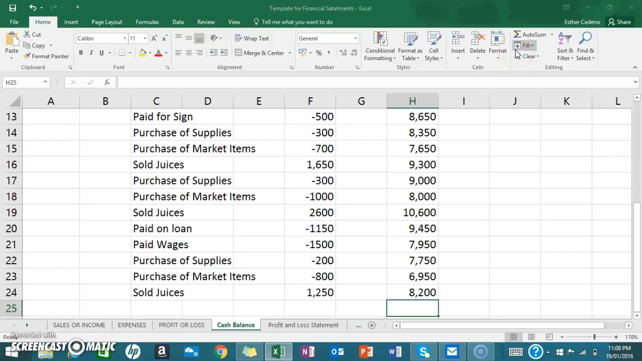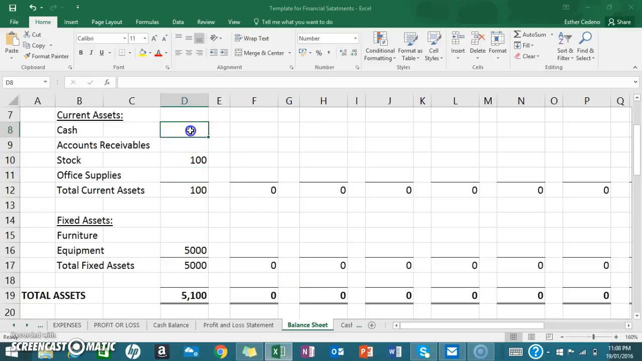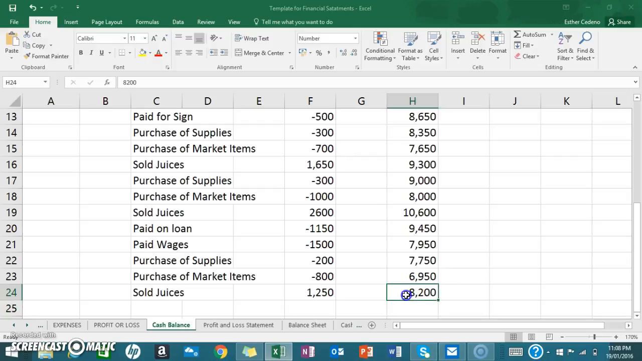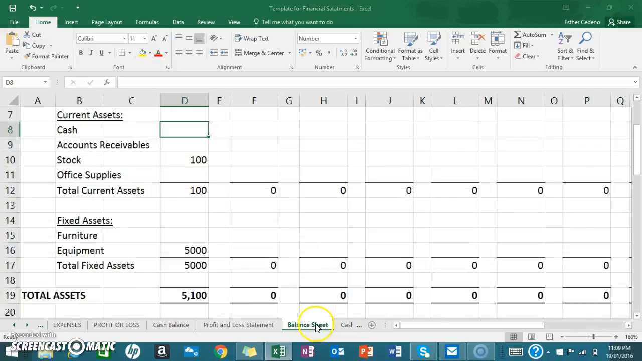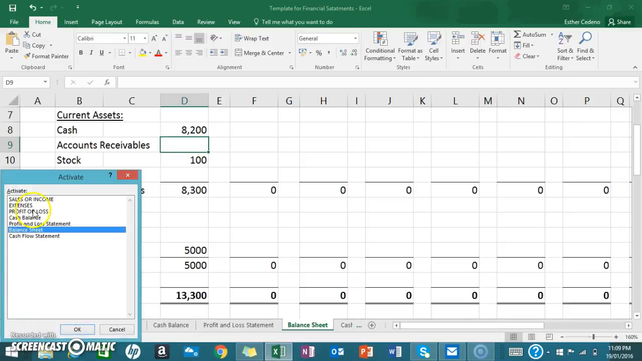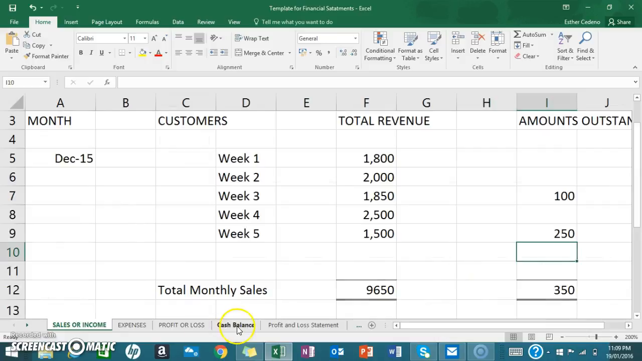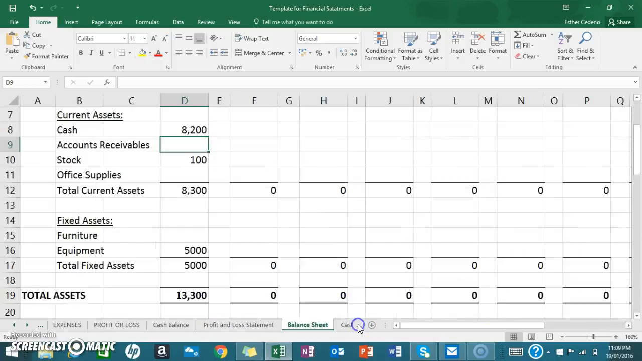Okay, so we're now doing the balance sheet, and the very first item on the balance sheet has to do with cash. As I showed just now, the cash balance is 8,200. So I'm going here, 8,200. Accounts receivable would be taken from the income and sales sheet, which shows that the amount outstanding is $350. So we put 350 there.